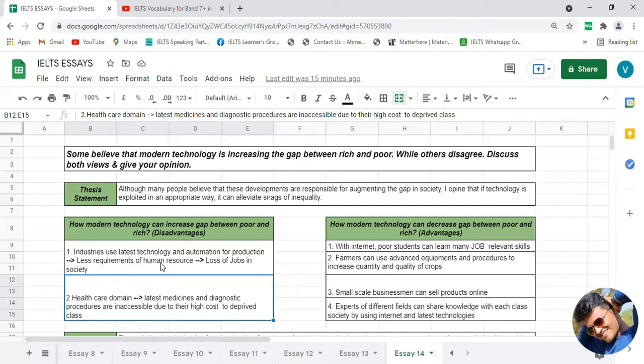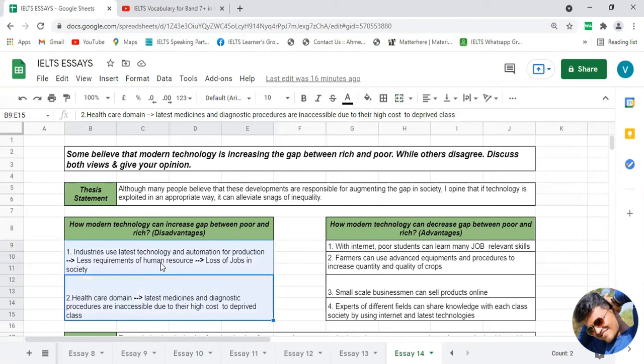And because of that, whenever these kinds of technologies are utilized by poor people, all their savings will be used up. And because of that, in the longer run, the gap between poor and rich people will be increased. Okay, so this is another broad reason or broad point, according to me, which we can include in our body paragraph number one, supporting the view that modern technology can increase the gap between rich and poor. Okay, so these are the 2 points.